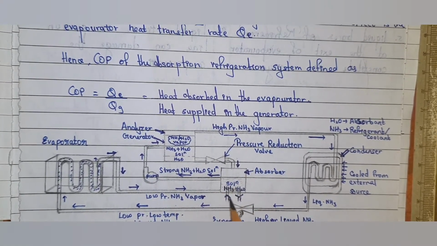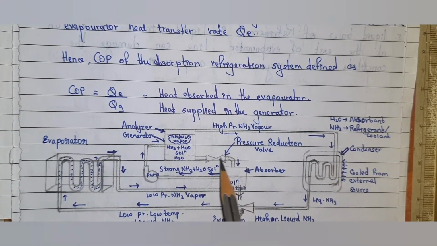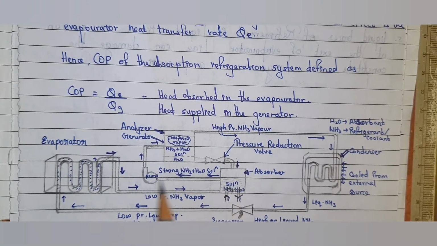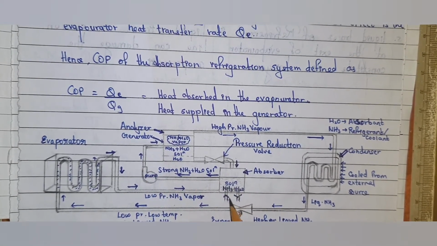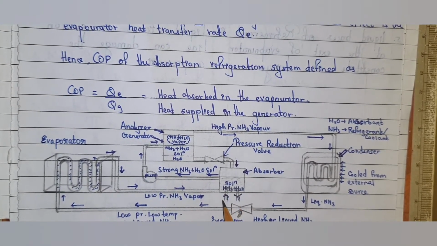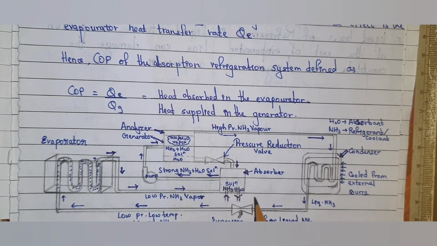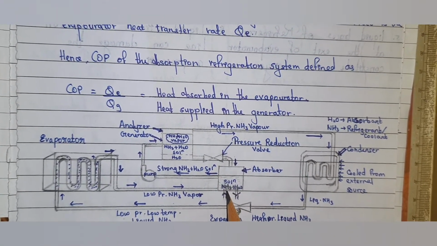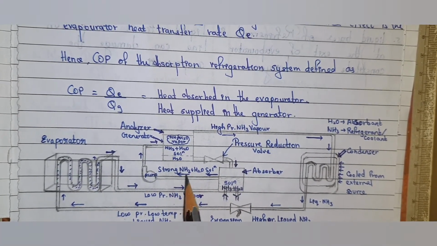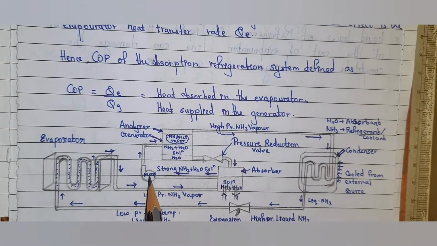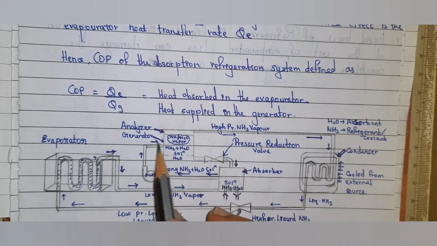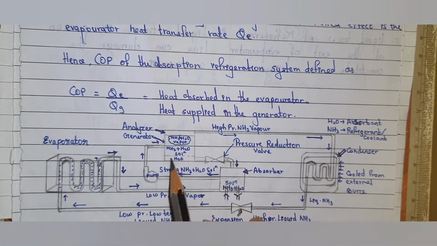This is the absorber, which has one end connected to the analyzer and generator and the other end connected to the pump, and one more end is connected to a continuous supply of water. Here it is entering and exiting. So this solution of NH3 plus H2O will be transferred, and this is a strong NH3 plus H2O solution, and this pump pumps this strong NH3 and H2O solution into the generator.